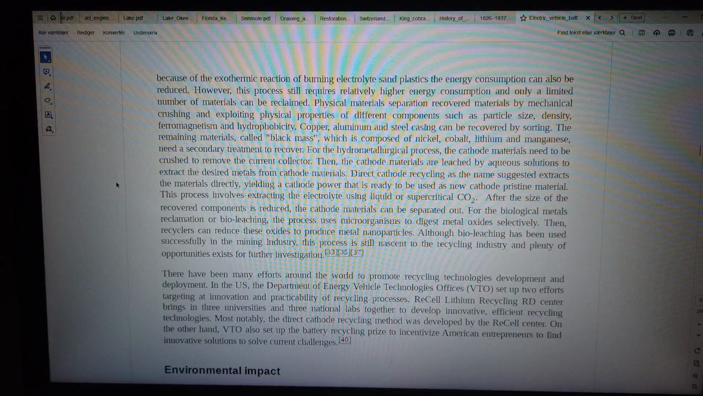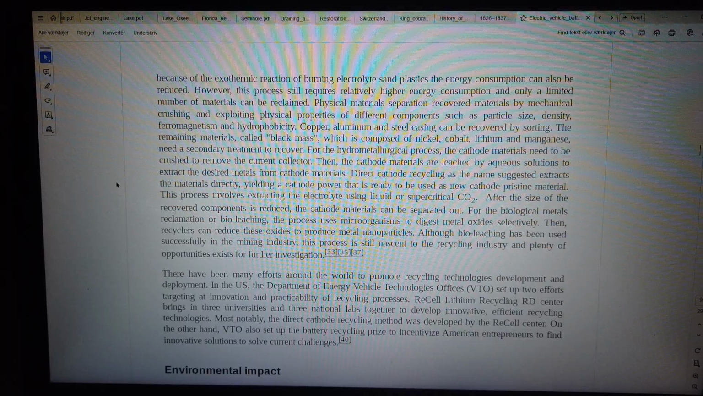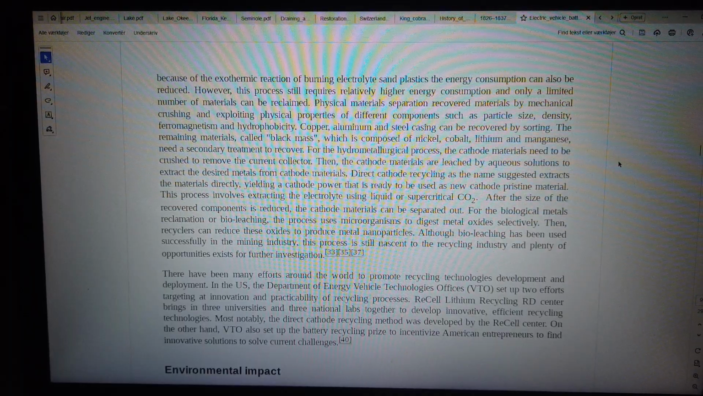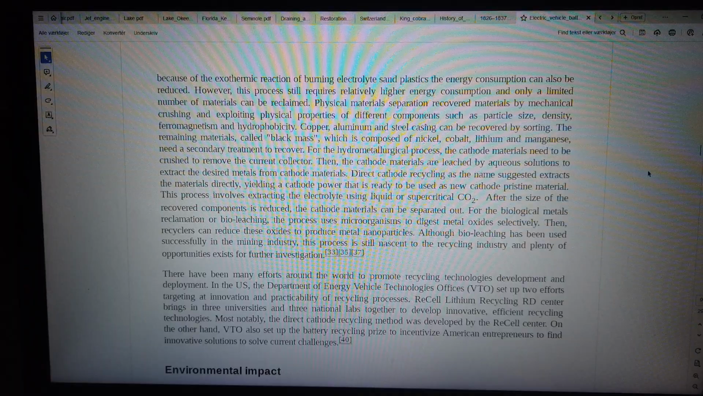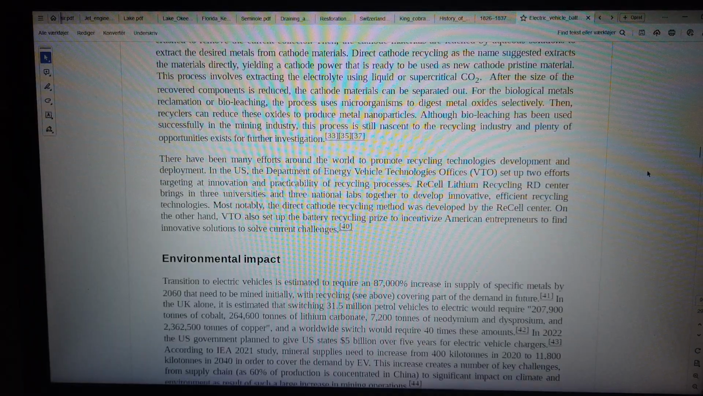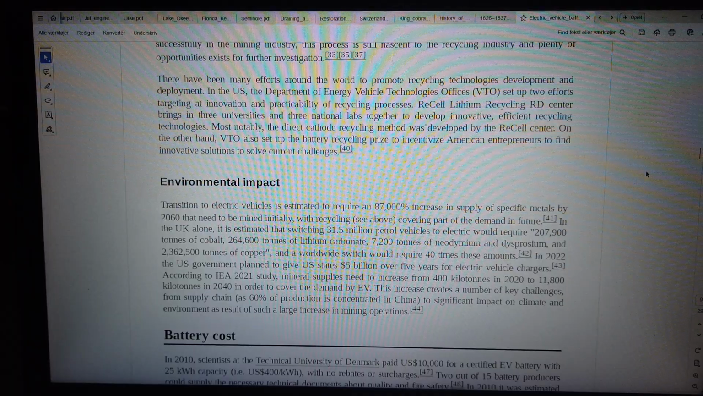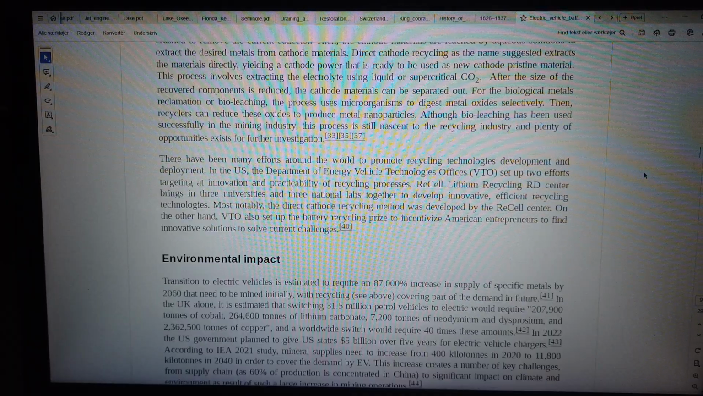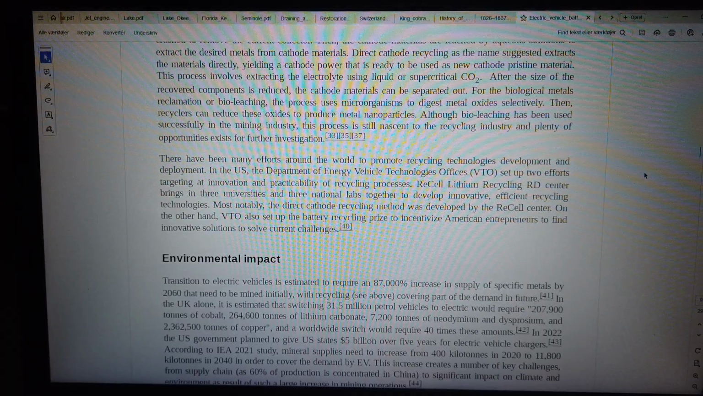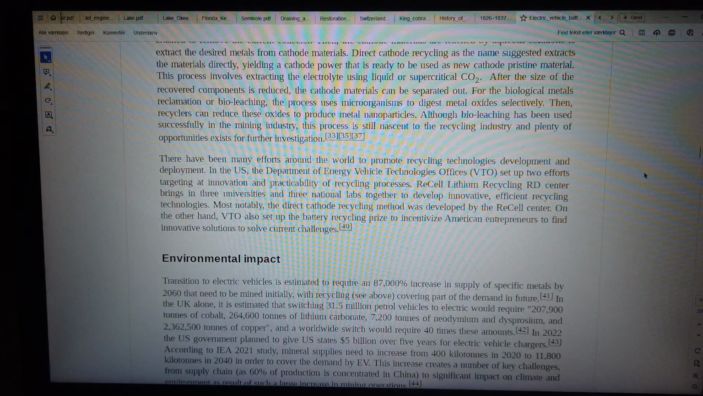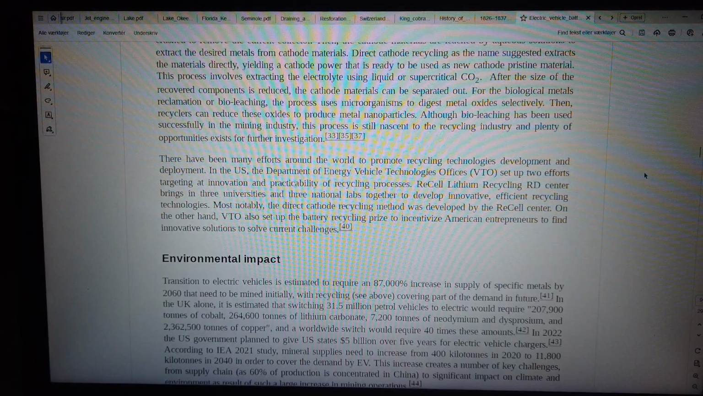Direct cathode recycling, as the name suggests, extracts materials directly, yielding a cathode powder that is ready to be used as new cathode pristine material. This process involves extracting the electrolyte using liquid or supercritical CO2. After the size of the recovered components is reduced, the cathode materials can be separated out.